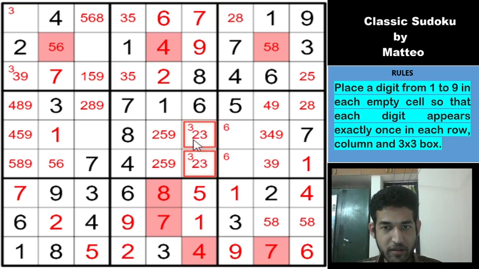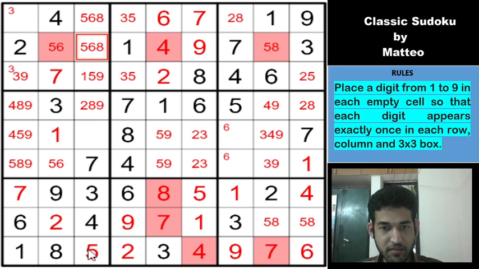So let me remove the corner pencil marks. Which means these two cells can't contain a 2. There will be 5, 9. And can we get, no. So this cell can't be 1, 2, 4, 9, 3 or 7. So this can only be 5, 6, 8. But 5 is here, so 5 is ruled out. So this is 6, 8.